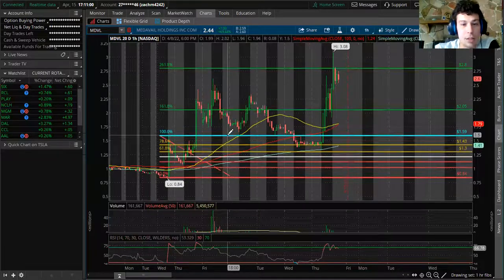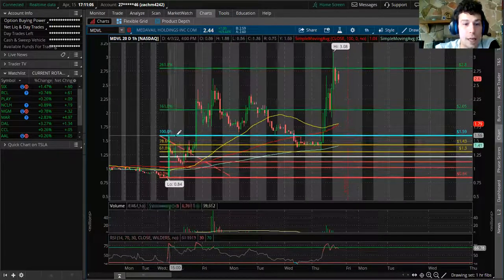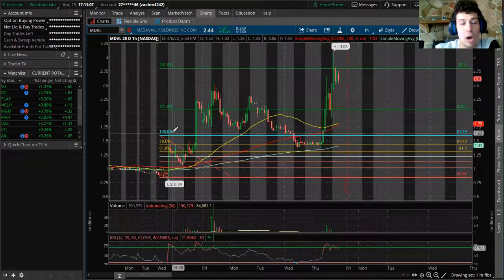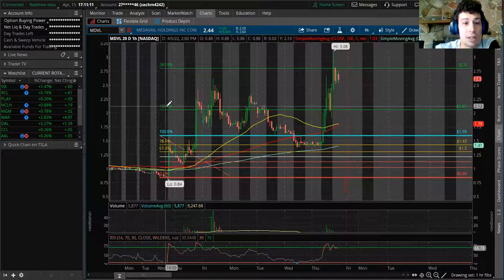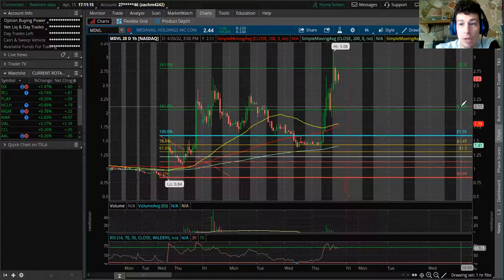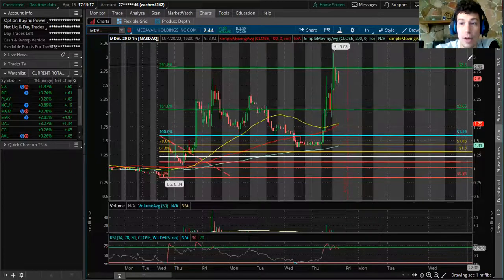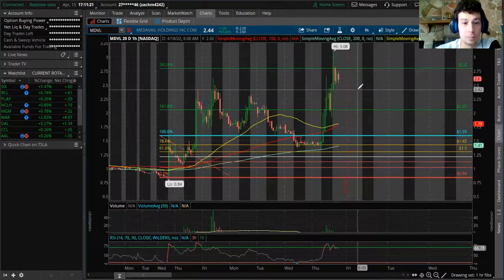So we have the Fibonacci's pulled up right now. Essentially, once we get past this blue line here, this 100% level, it's going to give you price targets. You see here, it says 161.8, 261.8, and then it also gives you the dollar prices over here, 2.05 and 2.8.